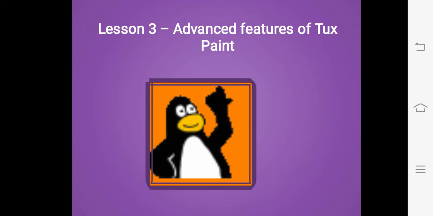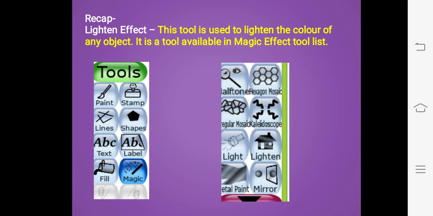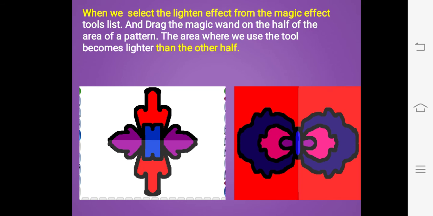Good morning students, we are continuing lesson number 3, advanced features of Tux Paint. Children, first we will revise the lighten effect. The lighten effect is used to lighten the color of an object, and when we use it, it makes the color light.